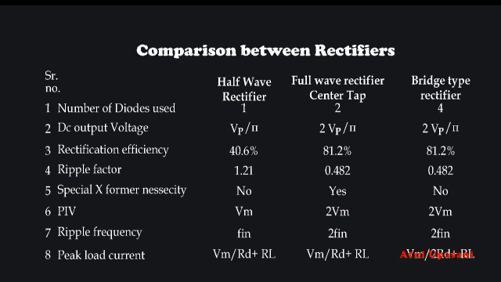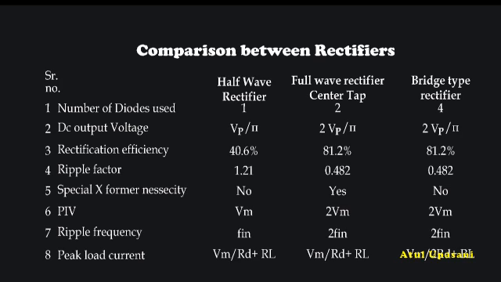In half wave rectifier it is calculated by Vp by pi. In full wave rectifier with center tap transformer and bridge type rectifier it is twice Vp by pi. Rectifier efficiency in half wave rectifier is 40.6%, while in both the full wave rectifiers it is 81.2%. The ripple factor in half wave rectifier is 1.21, while it is 0.482 in case of full wave rectifiers.